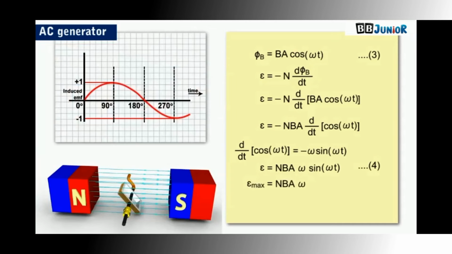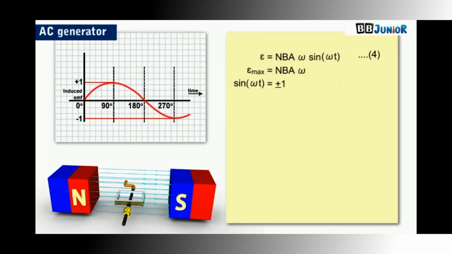Note that NBA omega is the maximum value of the EMF that occurs when the value of sin omega t is plus or minus 1. That is, when theta is 90 degrees or 270 degrees. This is because the change of flux is the maximum at these two angles of the coil.